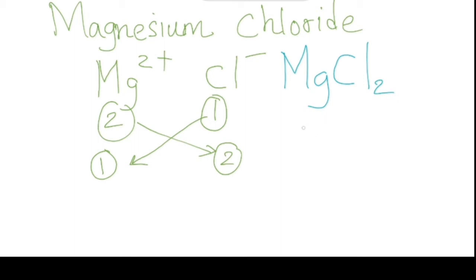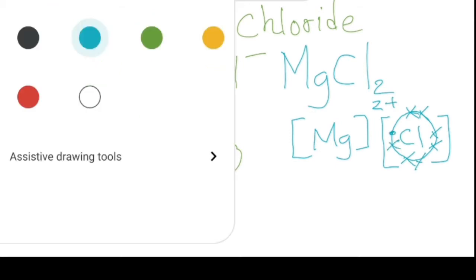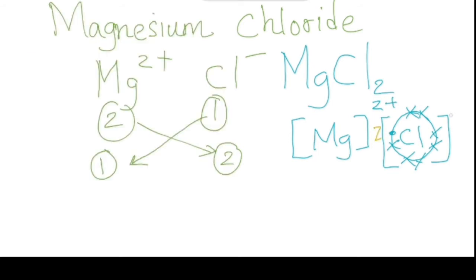So when you draw the dot and cross diagram, you need to write Mg, and the formula of the magnesium ion is 2+. Just write Mg2+, and then you can draw the chloride, Cl, and draw the electrons. And since there are 2 chloride ions, you need to write a 2 here, and the charge is Cl-.